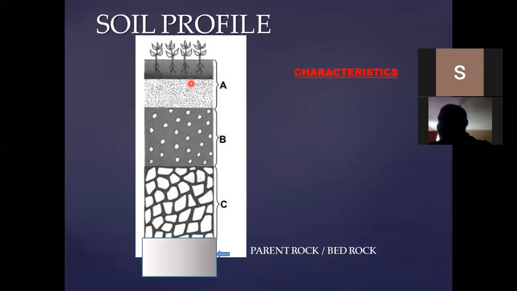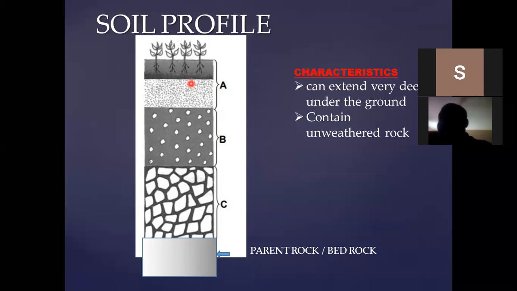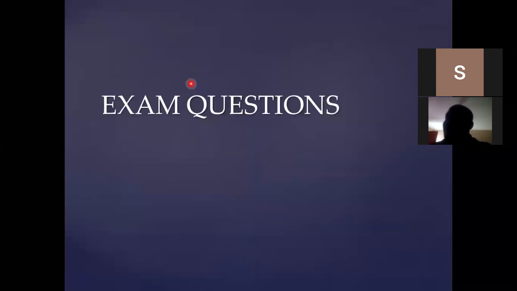Now, if you take a look at the characteristics of parent rock, it contains unweathered rock. So it means that it is not exposed to the agents of weathering. Another characteristic is that it can extend very deep underground, and it has no roots and no humus. Let's take a look at some possible exam questions that might be asked.